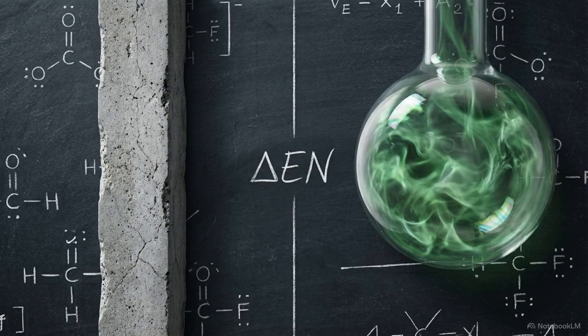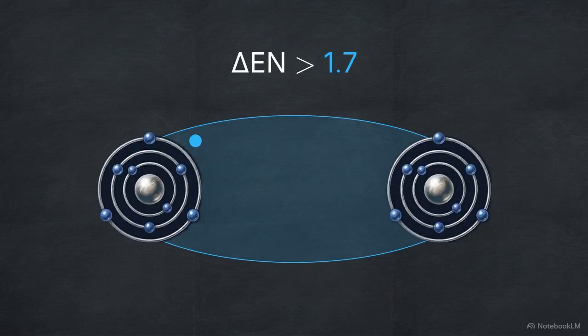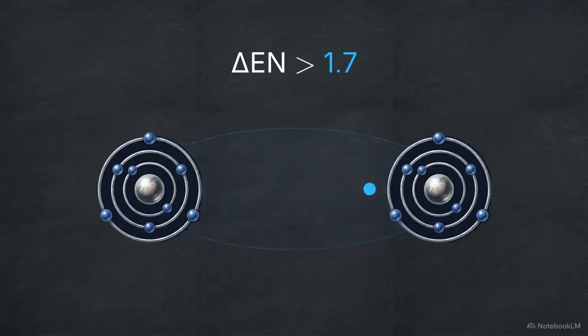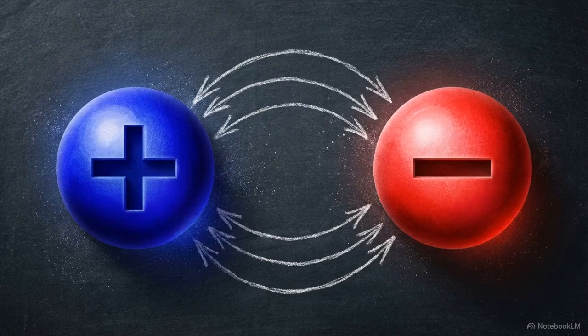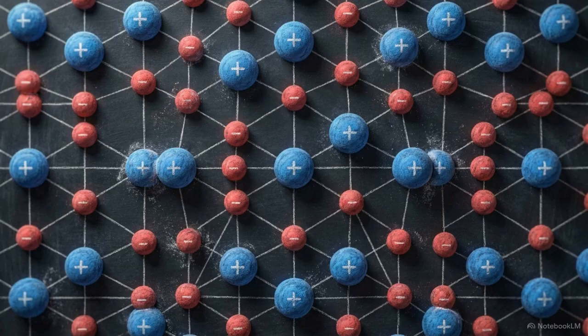When the electronegativity gap exceeds 1.7, the tug-of-war ends. The sharing ceases entirely, and the more electronegative atom completely captures an electron from the weaker one. This complete transfer forms oppositely charged ions. Rather than pairing off into distinct individual molecules, these ions lock together via electrostatic attraction into massive, repeating crystalline lattices.